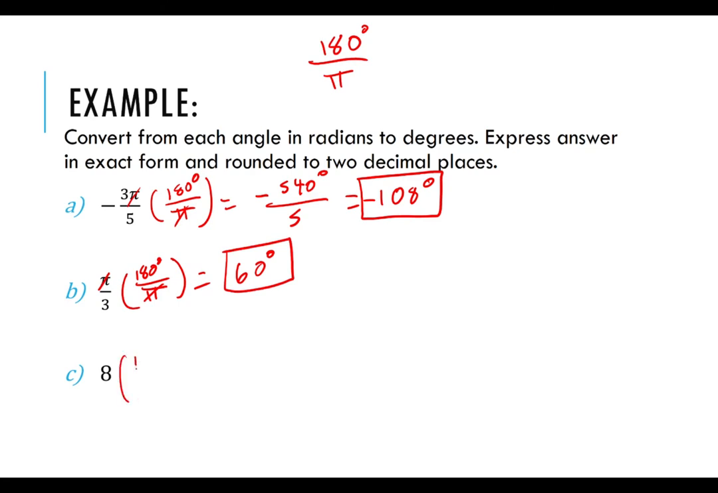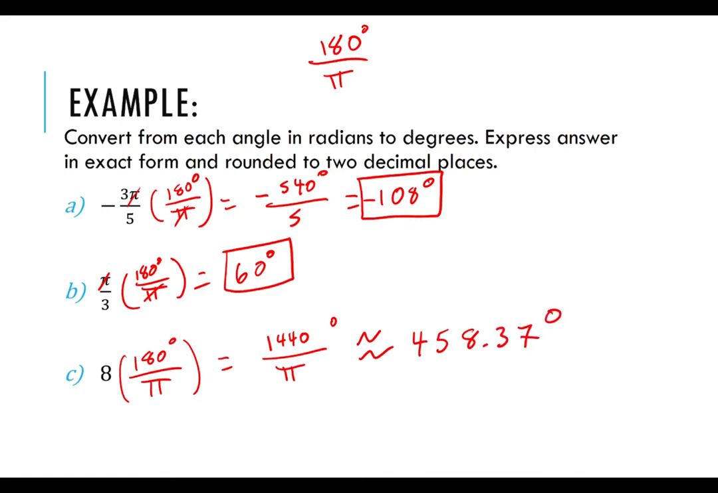And then for 8 times 180 degrees divided by pi. So our exact answer here is going to be 1,440 divided by pi degrees. So technically the degree unit is on everything. That's the exact solution. But, of course, if we want an approximation, that's going to be approximately 458.37 degrees.